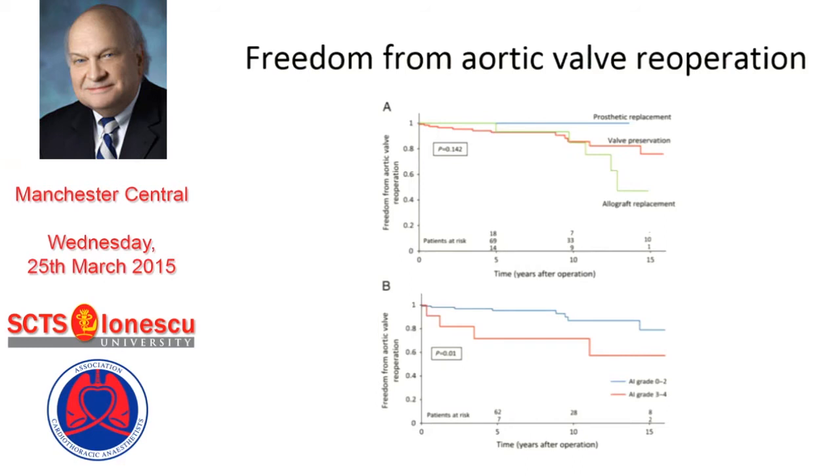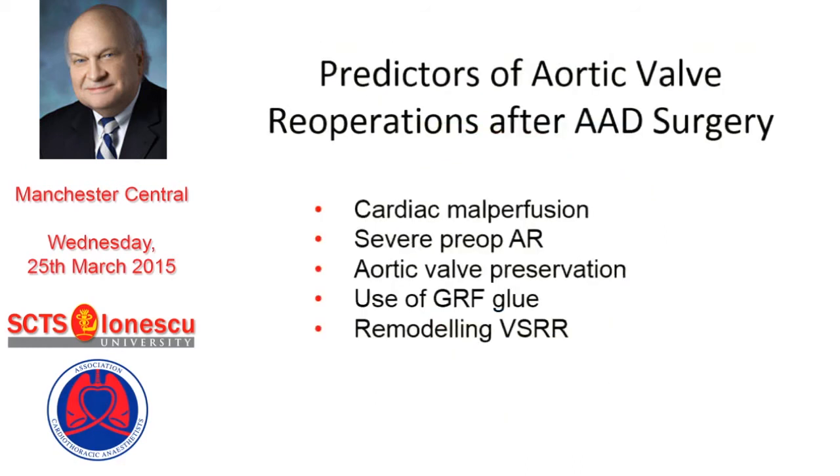And the last graph just shows that preoperative severe AR is a risk factor. And in fact, other papers have also demonstrated other risk factors. These are all the things you need to keep in the back of your mind that might lower your threshold for replacing the root. Not absolute indications, but relative indications. Coronary malperfusion, severe preoperative AR, aortic valve preservation, well, that's sort of self-fulfilling and probably shouldn't even be on that list. The use of GRF glue and the remodeling operation as opposed to the reimplantation if one does a valve-sparing operation.